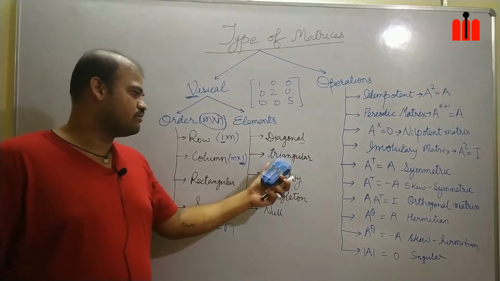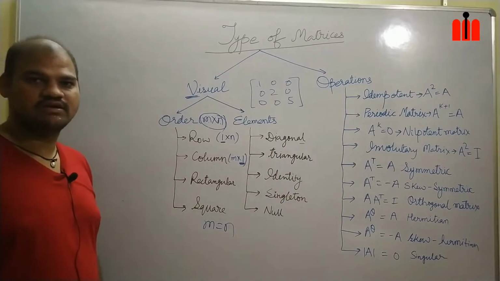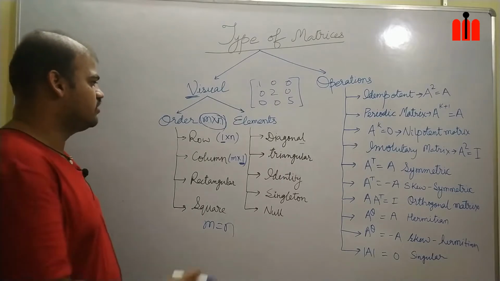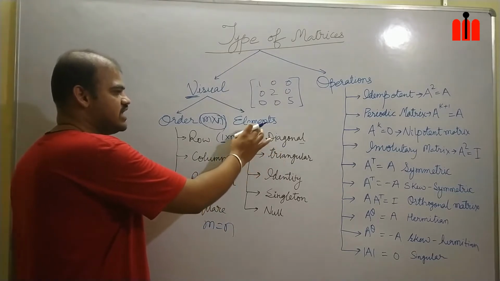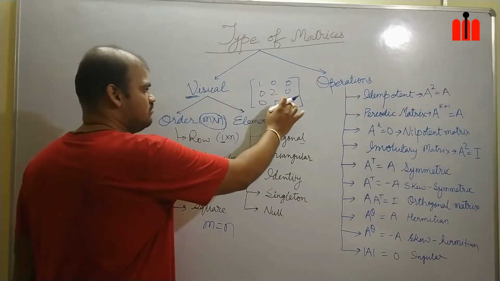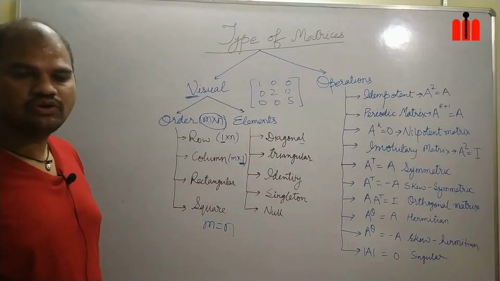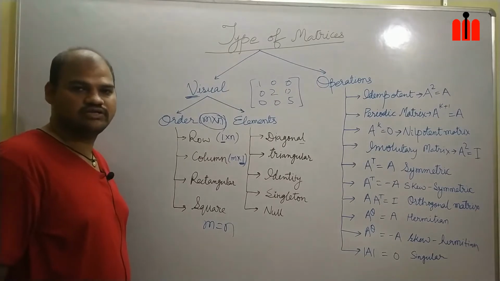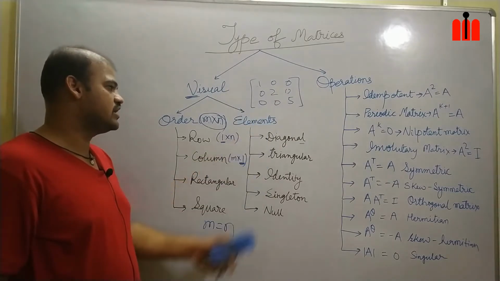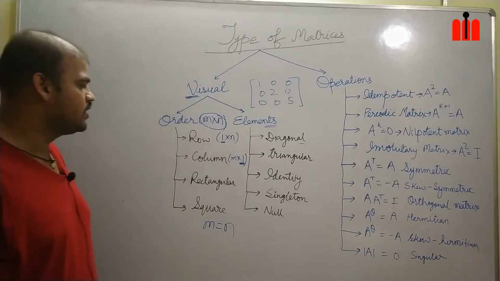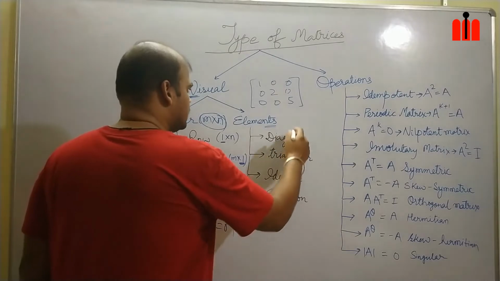After that, there is one matrix known as the triangular matrix. Triangular matrices are those matrices in which we have to see the elements. So in this we are seeing the elements, like diagonal elements, and we are seeing the other elements, in which other elements are 0 and diagonal elements are natural numbers. So we are looking at the elements, that's why these are classified under elements.